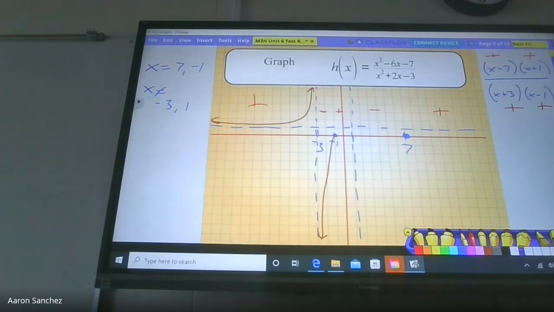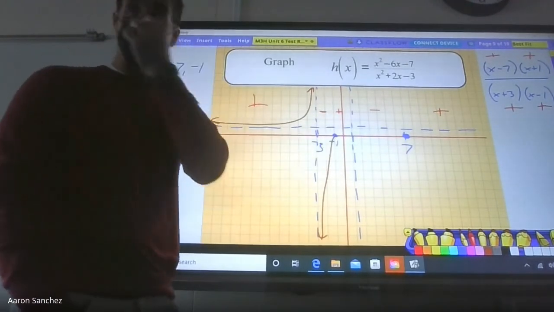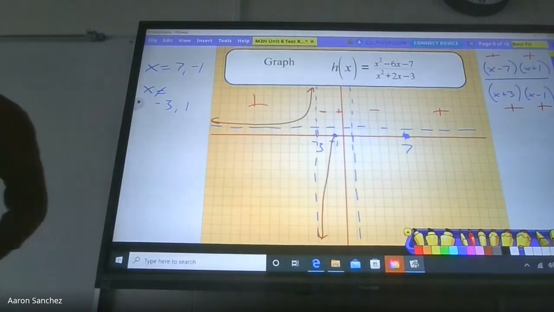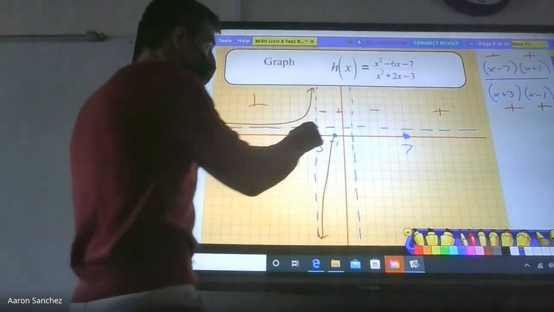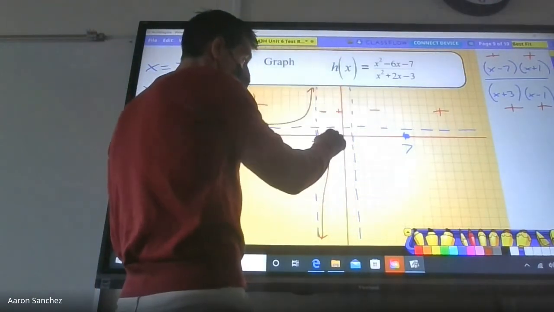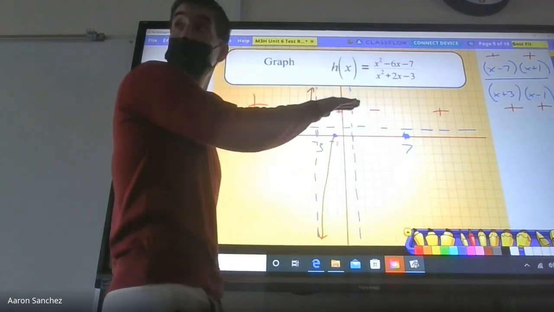What do you think, Brent? Where's that one going to go? From here to here. It's positive. I have this asymptote here. Where's it going to go? Do you have an idea? Remember, you have to hug this asymptote. So we're going to have to cross the asymptote. In the middle, you can cross the horizontal asymptote.